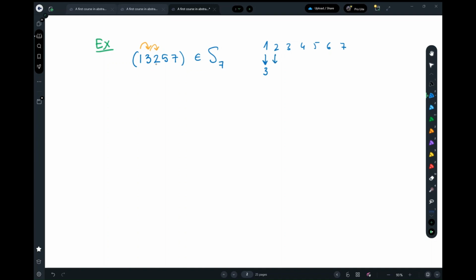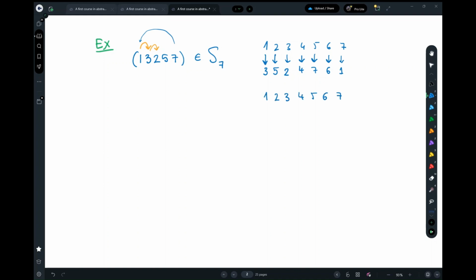Let's see where 2 goes. 2 goes to 5. Where is 3 going? 3 is going to 2. 4 is not present in this notation, which means that 4 is going to 4. Then 5 is going to 7. 6 is also not present, so it's a fixed point. And 7 is going to 1. You see 7 goes back to 1. So that's the permutation. And then the inverse is just the map that reverses all those arrows.